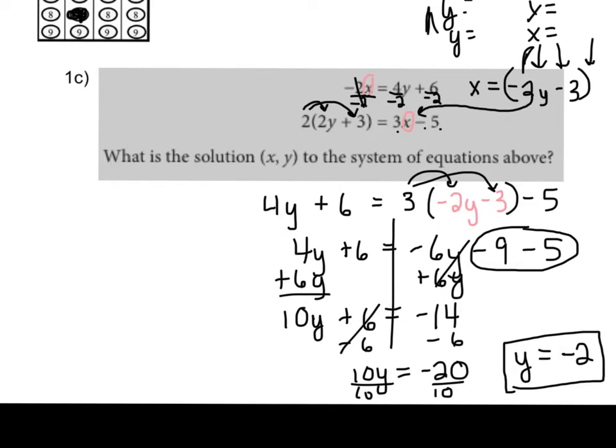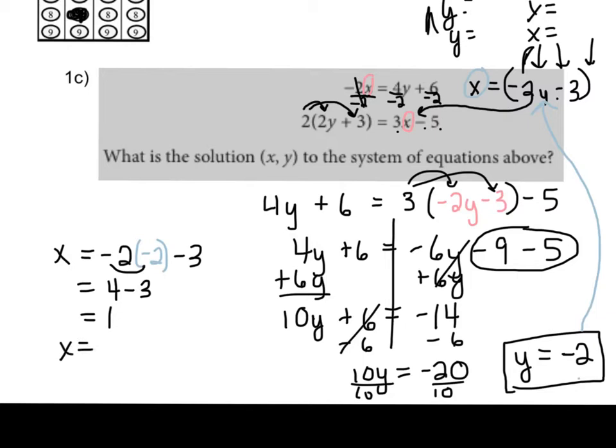So we have the y, we need to find x. So we're going to take this y, and my advice is to plug it in right there. That way we'll be able to figure out what x is. So x will equal -2 times y, which is also -2, minus 3. So -2 times -2 is +4, and 4 minus 3 is 1. So x equals 1, and the final answer here, if it was a multiple choice, would be 1, -2. Don't worry about gridding it in, because you wouldn't be asked to do something like that.